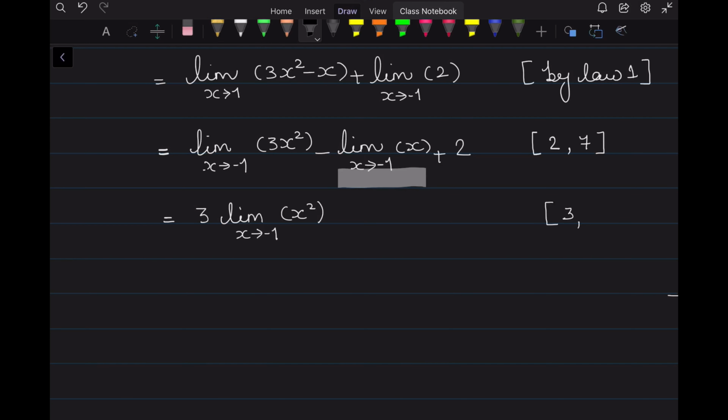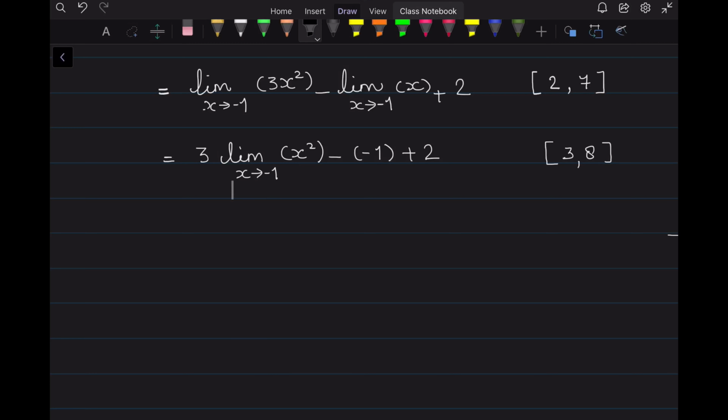Now this limit is pretty straightforward. You can see as x approaches minus 1, the function itself is x, so it approaches minus 1. So this limit is minus 1. And if you remember, we had proved this result in our previous lessons. So this will be minus 1. And I'm writing 2 as it is for now. And in our list, this is at number 8.